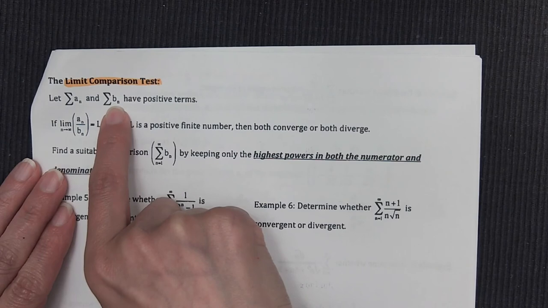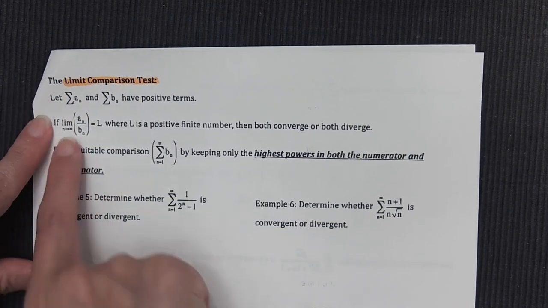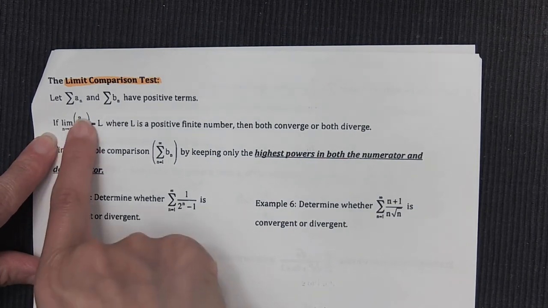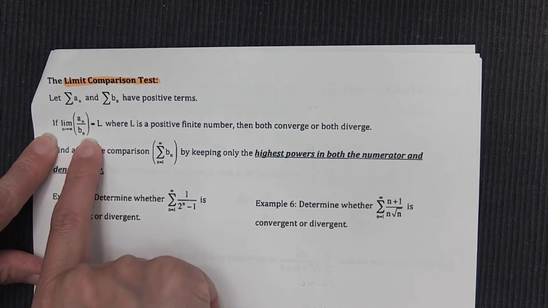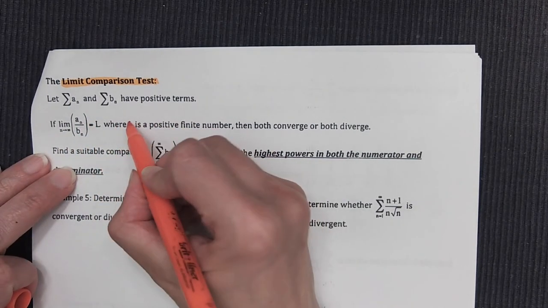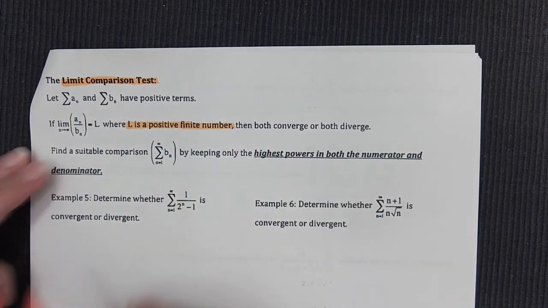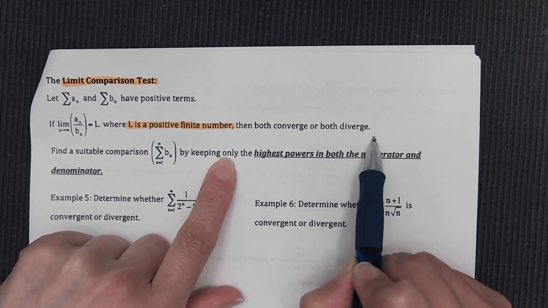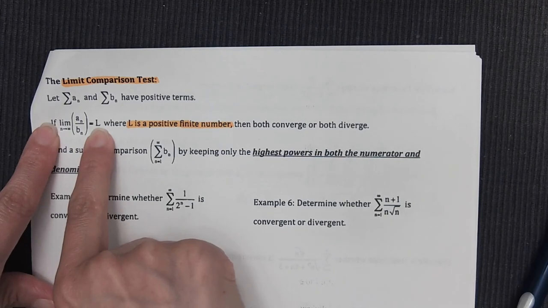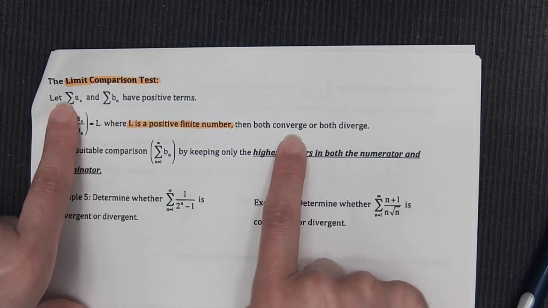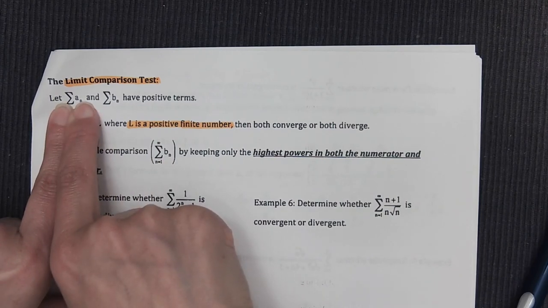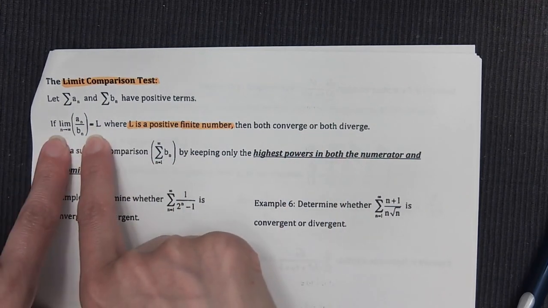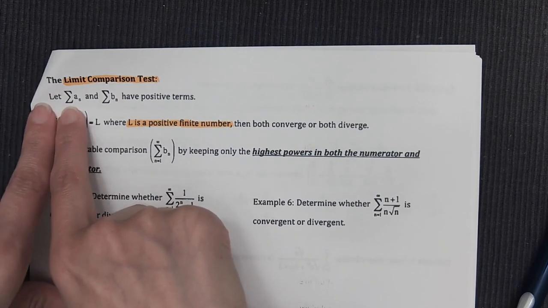B of N. It's called the limit comparison test, meaning I have to take the limit. I don't have a choice. So you find the B of N and take the limit of A of N over B of N, and then you find some limit. If the limit is a positive finite number, then both converge or both diverge. Meaning after you take the limit, if B of N is convergent, then A of N is convergent. If B of N is divergent, then A of N is divergent. So take the limit, check the B of N, then you can conclude what the A of N is.